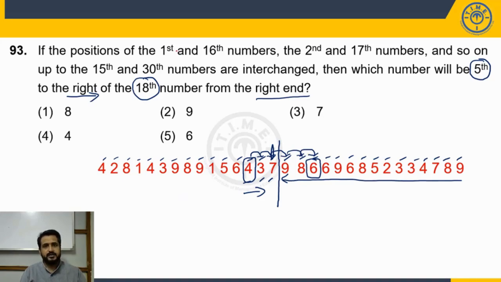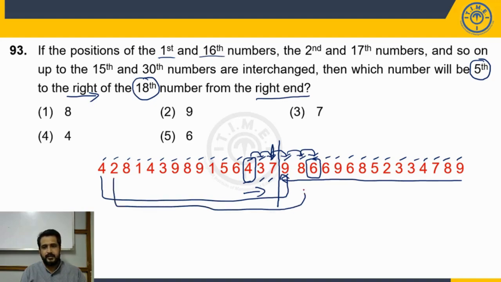But we have to interchange. First will be interchanged with the 16th, so these two will get interchanged. Next, second and 17th will get interchanged. Next, third and 18th will get interchanged. So in place of 6, when these digits are interchanged, which will be there? 8 will be there. So what is my answer? 8. Choice 1. Simple, right? So instead of interchanging, directly you can verify it.